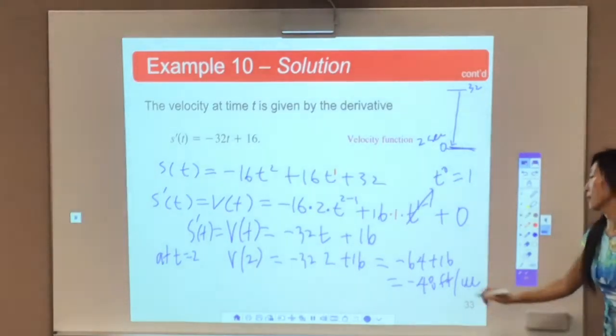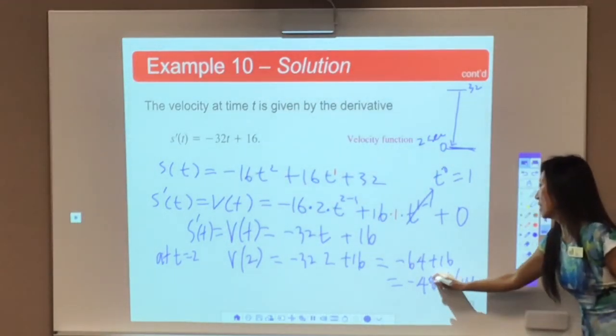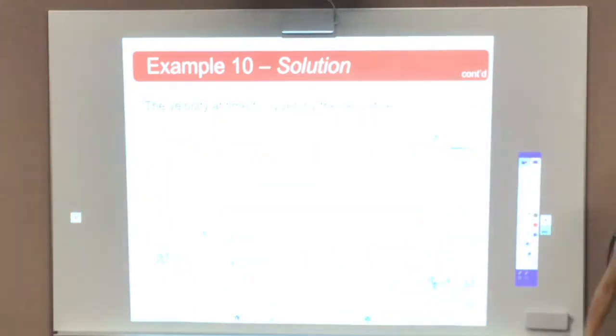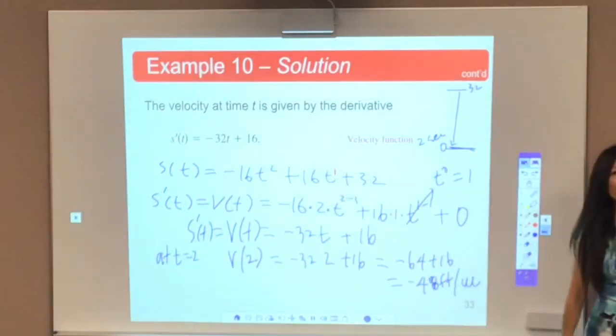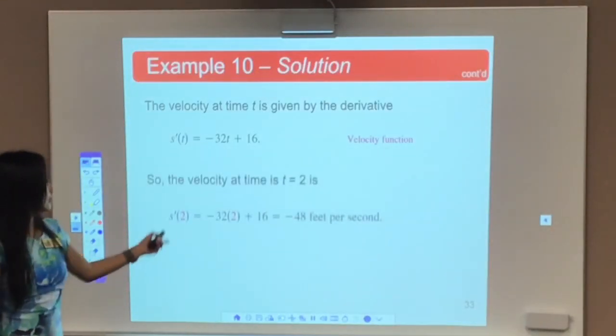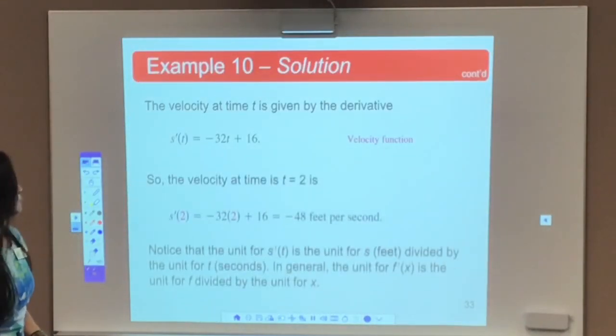What does that mean? It's supposed to be negative, right? Why? I'm coming down, right? Downward. So it's negative 48 feet per second. So they were talking about this, which we know.